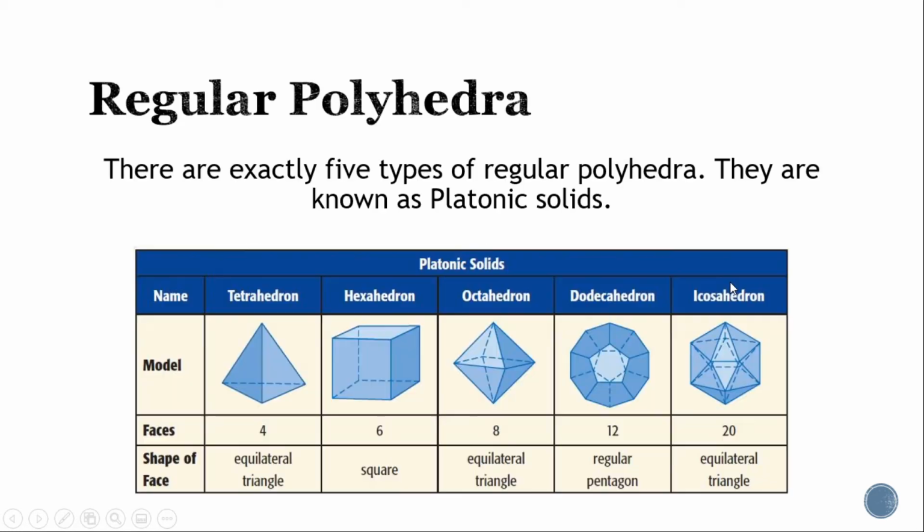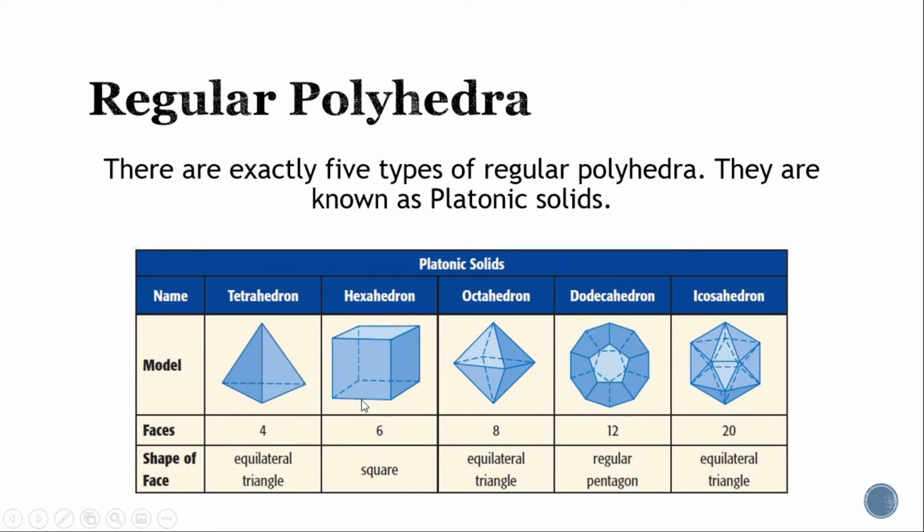Prism versus pyramid. Okay, there are exactly 5 types of regular polyhedra. They're known as the Platonic solids. So these are the Platonic solids: tetrahedron, hexahedron, octahedron, dodecahedron, and icosahedron.